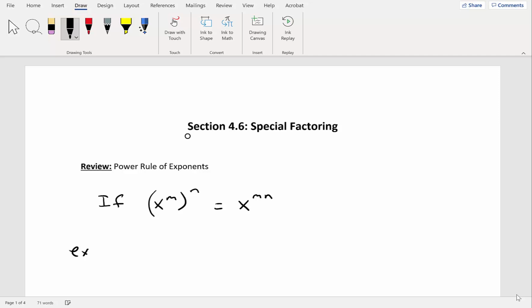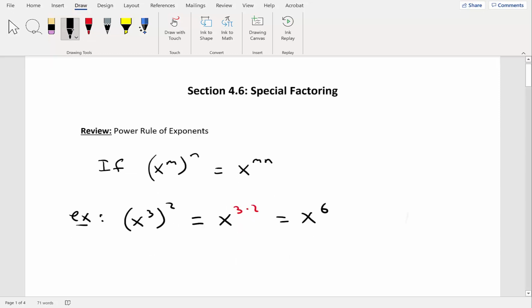So an example: if we have x to the third power raised to the second, all we have to do here is multiply the exponents with each other. This becomes x raised to the 3 times 2, which gives us x to the 6th. And that's how the power rule of exponents is used.